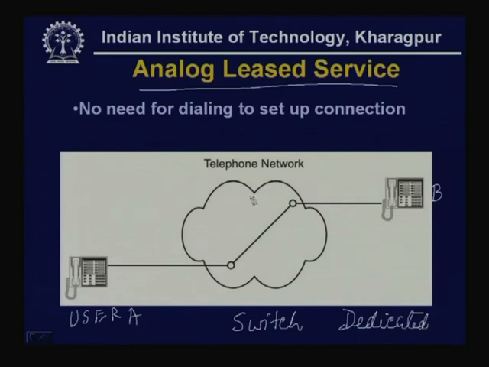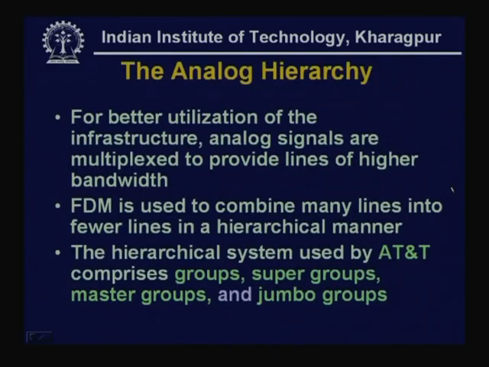and that means the whole bandwidth is available all the time, it is not a switched one, and this is in use in many situations where the usage rate is much higher. Now, as I mentioned, the various links can be of higher bandwidth, and in such a case, for better utilization of the infrastructure, analog signals are multiplexed to provide lines of higher bandwidth.